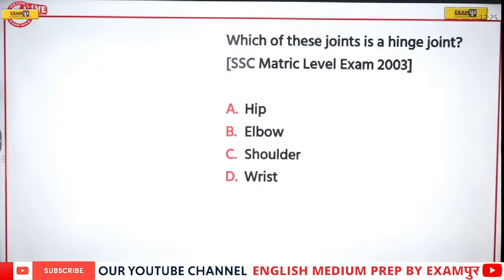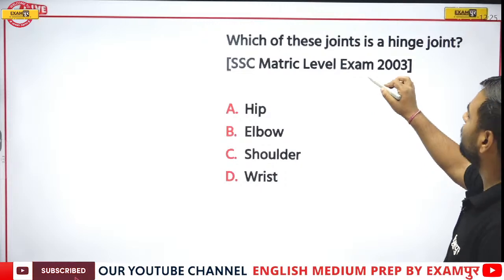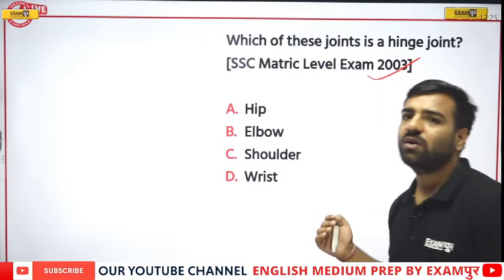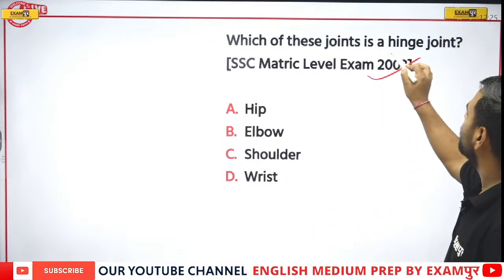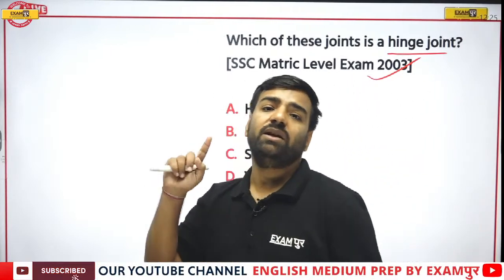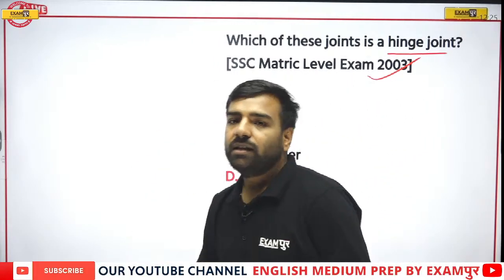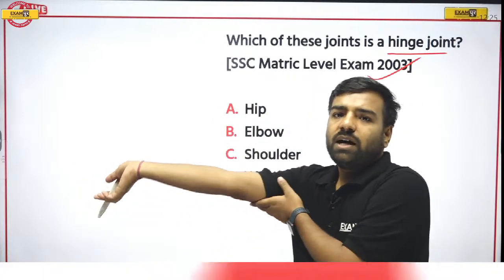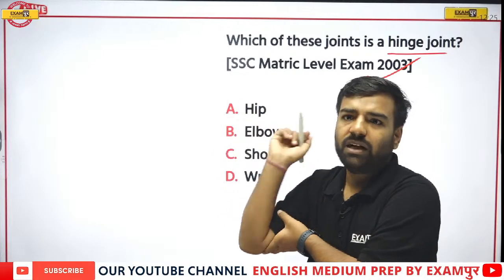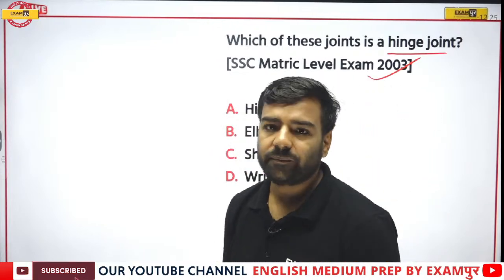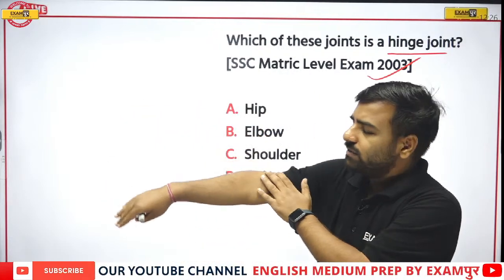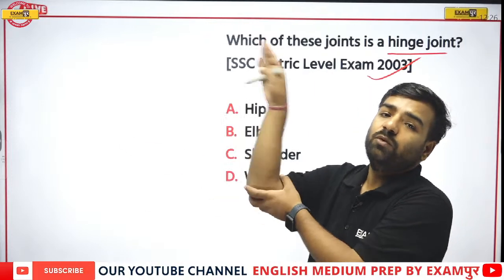which of these joints is a hinge joint? Now this question is from Matric Level 2003. So there are options: hip, elbow, shoulder or wrist. When we are talking about a hinge joint, this means it is a location which is going to move only in one direction. For example, if I talk about this elbow, I cannot bend it downwards, but I can move it in one direction. Similarly, when I talk about my knee, that knee also will bend. If this is the knee, for example, this will bend only in the down direction. It cannot move up, correct?